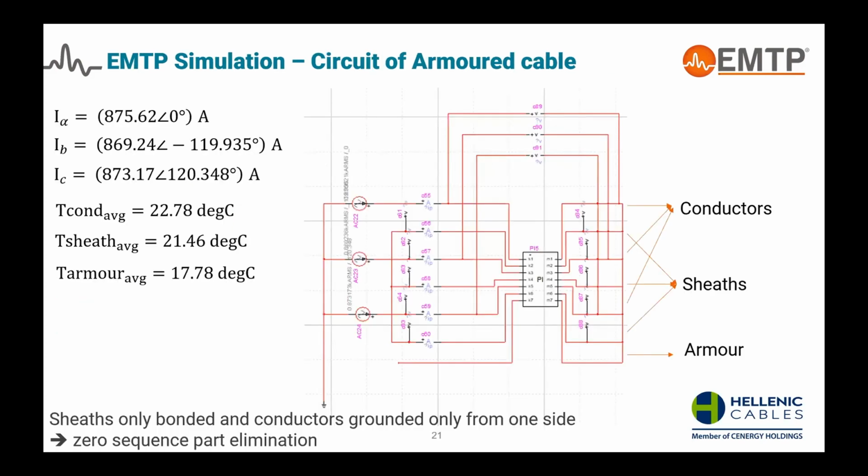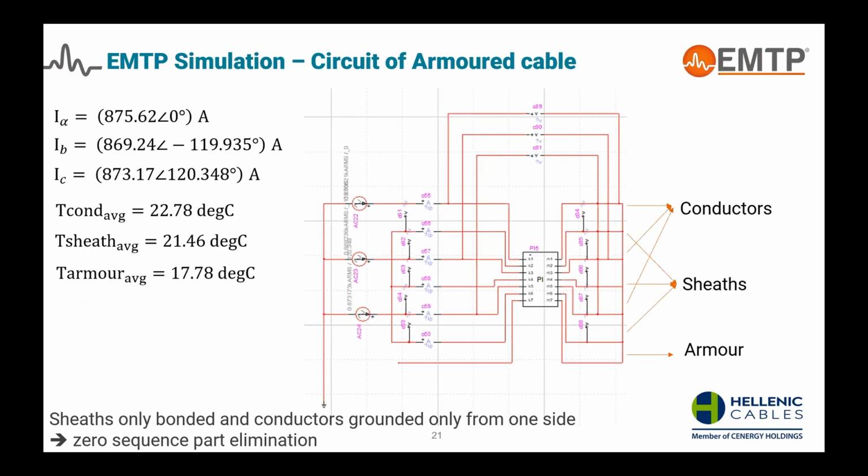The circuit of this armored cable is like this. It's pretty much the same with the unarmored cable, that we have the current sources in order to have the current injections as measured from the current transformers in our laboratory. The branch voltages to measure the potential drop at each conductor. The current measures at conductors and sheath currents to have the circulating currents and the conductor currents, of course.